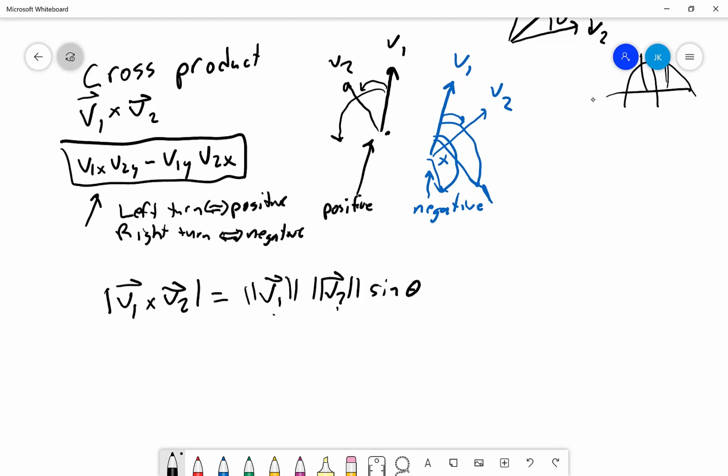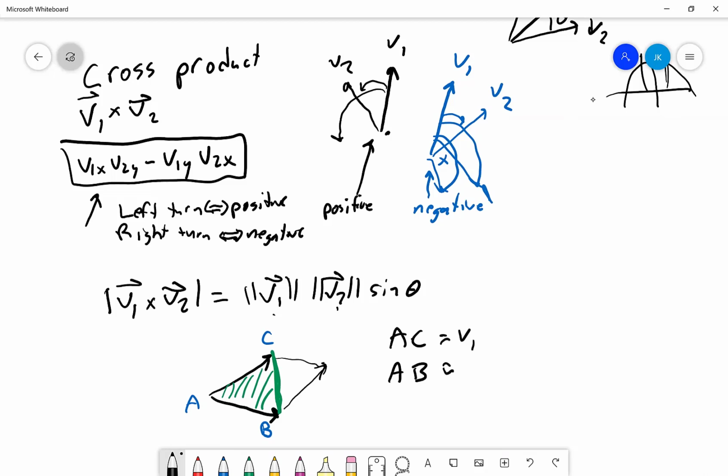The other thing is, if I take two vectors and I take the cross product, what I get is the area of that parallelogram. And so if I think of half of that parallelogram, I can think of that as a triangle. If I imagine that I've got vertices A, B, and C, I can form the vector AC and the vector AB, and I can take the cross product of each of those.